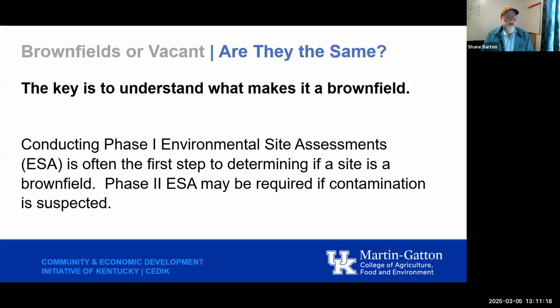Okay. And so really the key to understand what makes it a brownfield, we have to conduct a phase 1 or a phase 2 investigation, a site assessment. Phase 1 is like a big book report that describes the history of uses of that site and essentially notes with some probability whether there could be the presence of a potential contaminant that should be further explored.